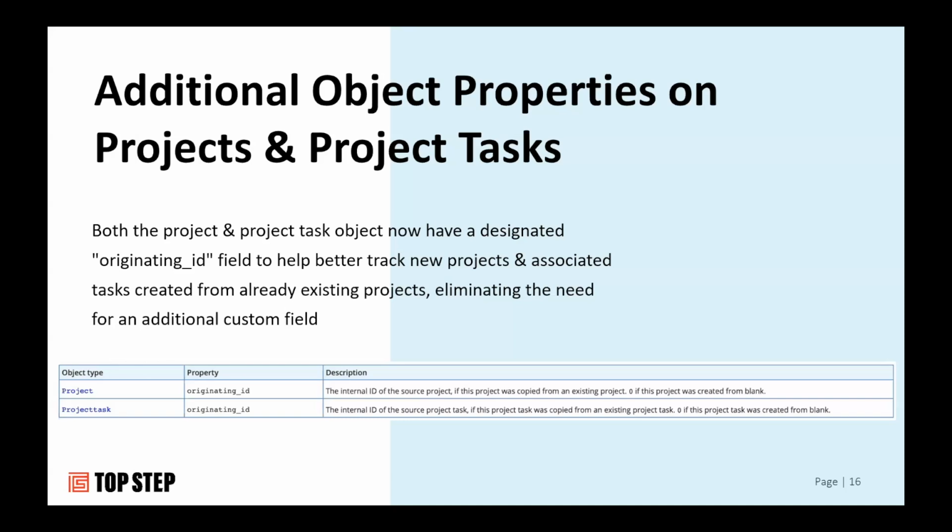Now we have this originating ID field that's hidden but available that can now store the ID of the project that the project originally came from or from the task. So if you are looking to track where projects are created from, where tasks are coming from, this is a pretty cool feature that allows you to track that without much effort and could be very useful.